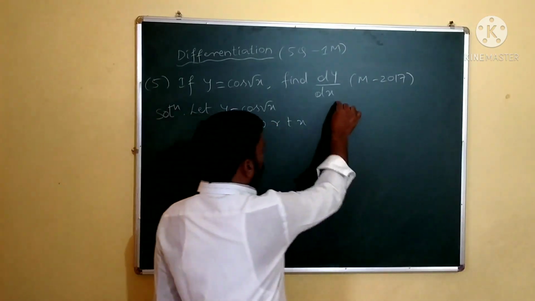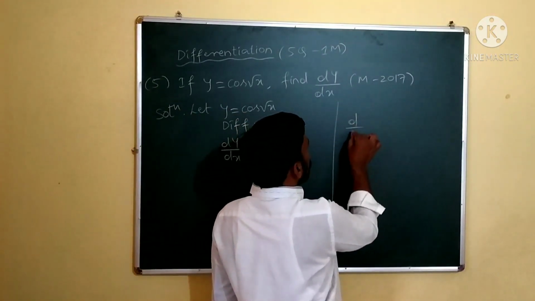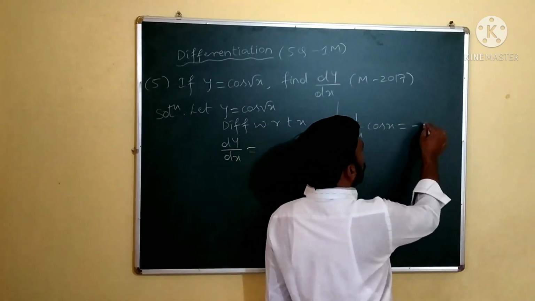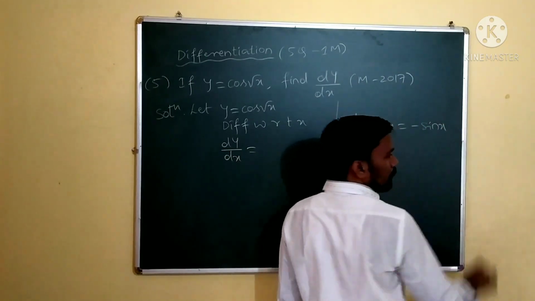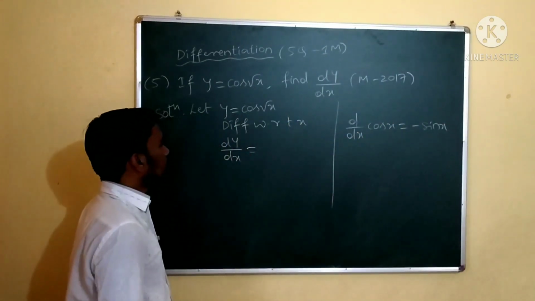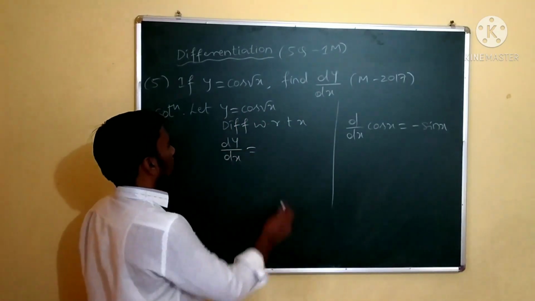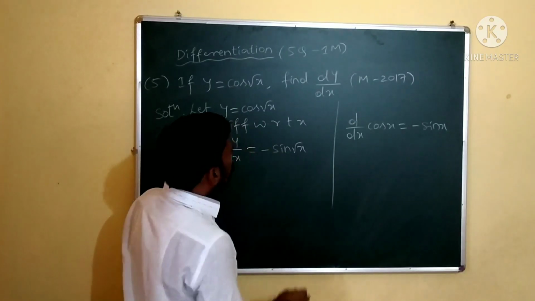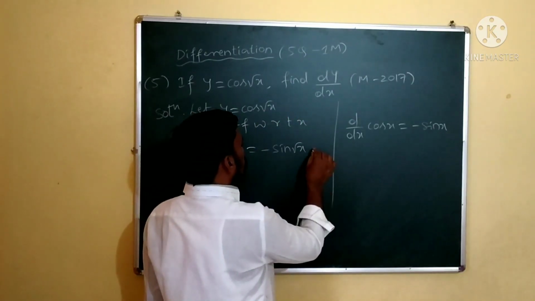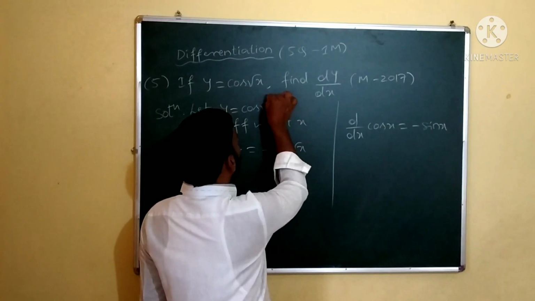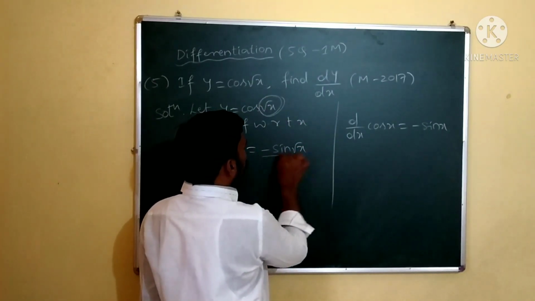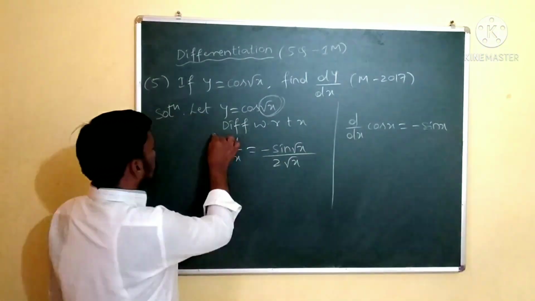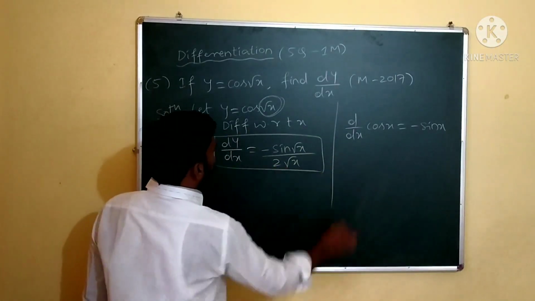cos x. You know the derivative of cos x. The derivative of cos x is what? Derivative of cos x is minus sin x. And here x is nothing but root x. Okay, derivative of cos of root x is minus sin of root x into, take the derivative of root x, you can write it directly. Derivative of root x is what? Derivative of root x is 1 by 2 root x. This is the derivative of the given function.